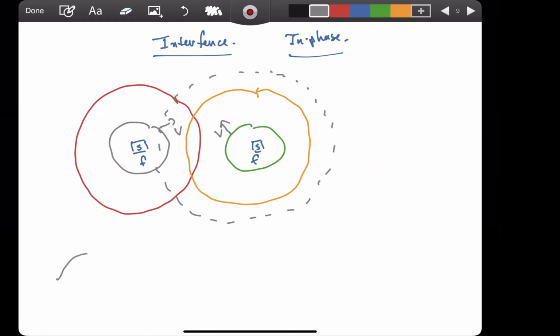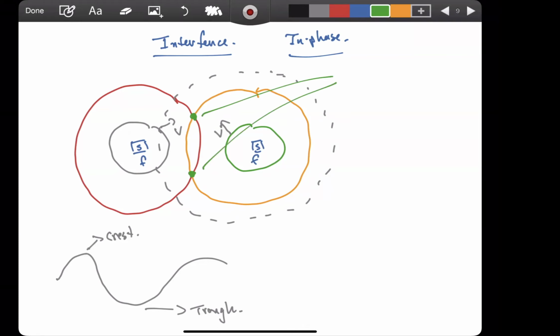Just remember, if I redraw my wave, something like this, this guy here is the crest, which is when it's at its maximum amplitude. And this is my trough, when it is at its minimum amplitude. So what's going to happen is that these portions here, where they interfere and they're both in their crests, are going to interfere with each other constructively. So at these portions here, we're going to get constructive interference.